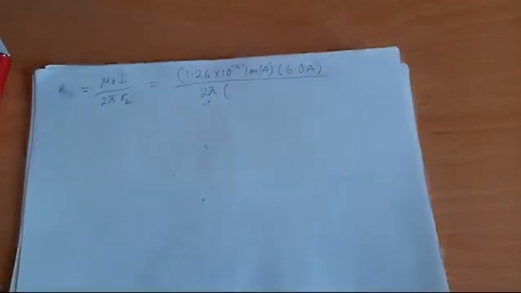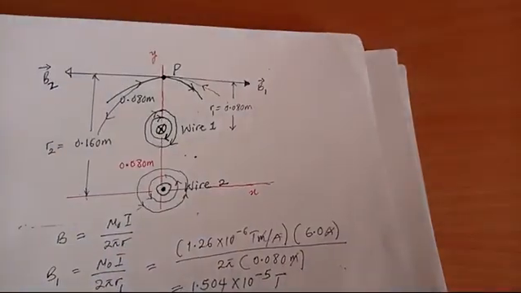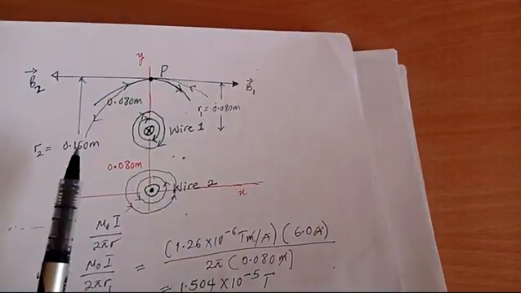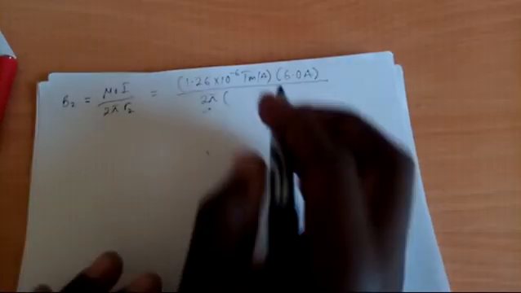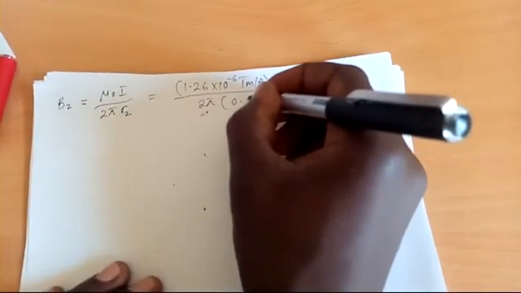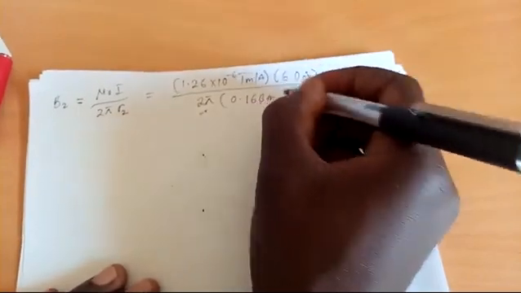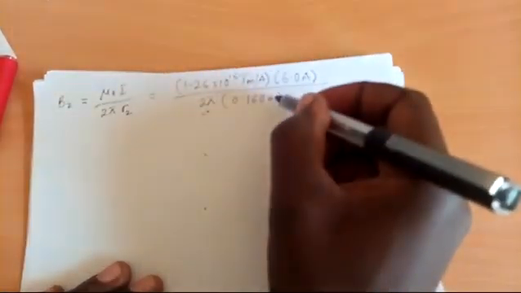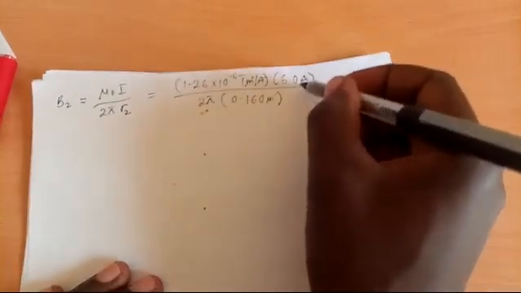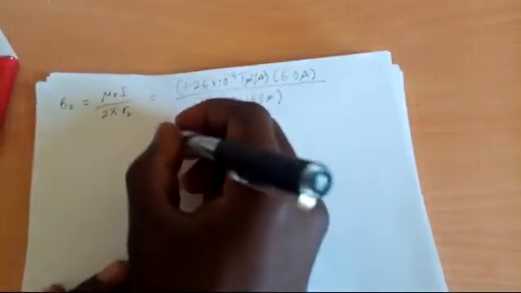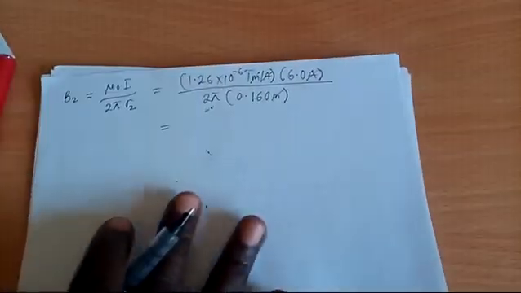Okay, we go back to the diagram. You see your R2 is 0.160 in meters, so you write that 0.160 in meters, and again the meter you have here cancels the meter per ampere, it is cancelled by ampere, and you will have the unit in Tesla, which is the unit of magnetic field.